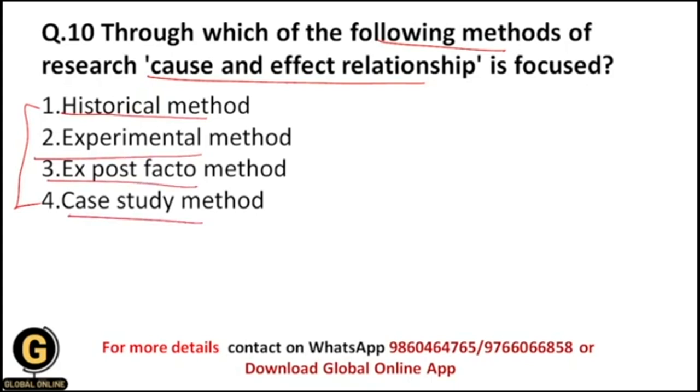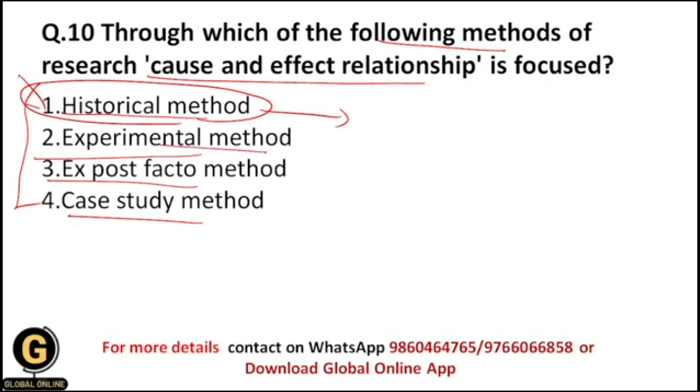So now students, all of you understood that in the historical method, basically we are going to study the past events and we are going to predict our future and present based upon the past events. And here there is no any kind of a cause and effect relationship that we are going to study. Okay, that's why this option is eliminated.